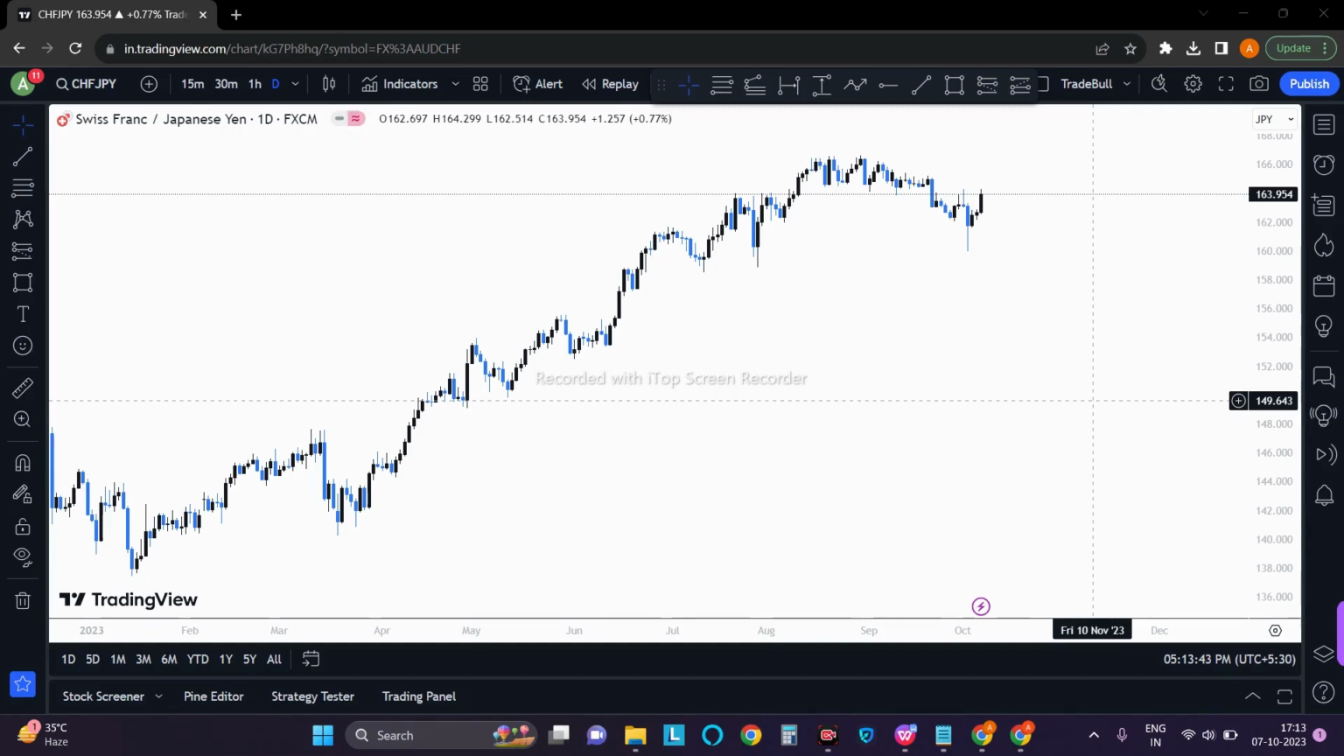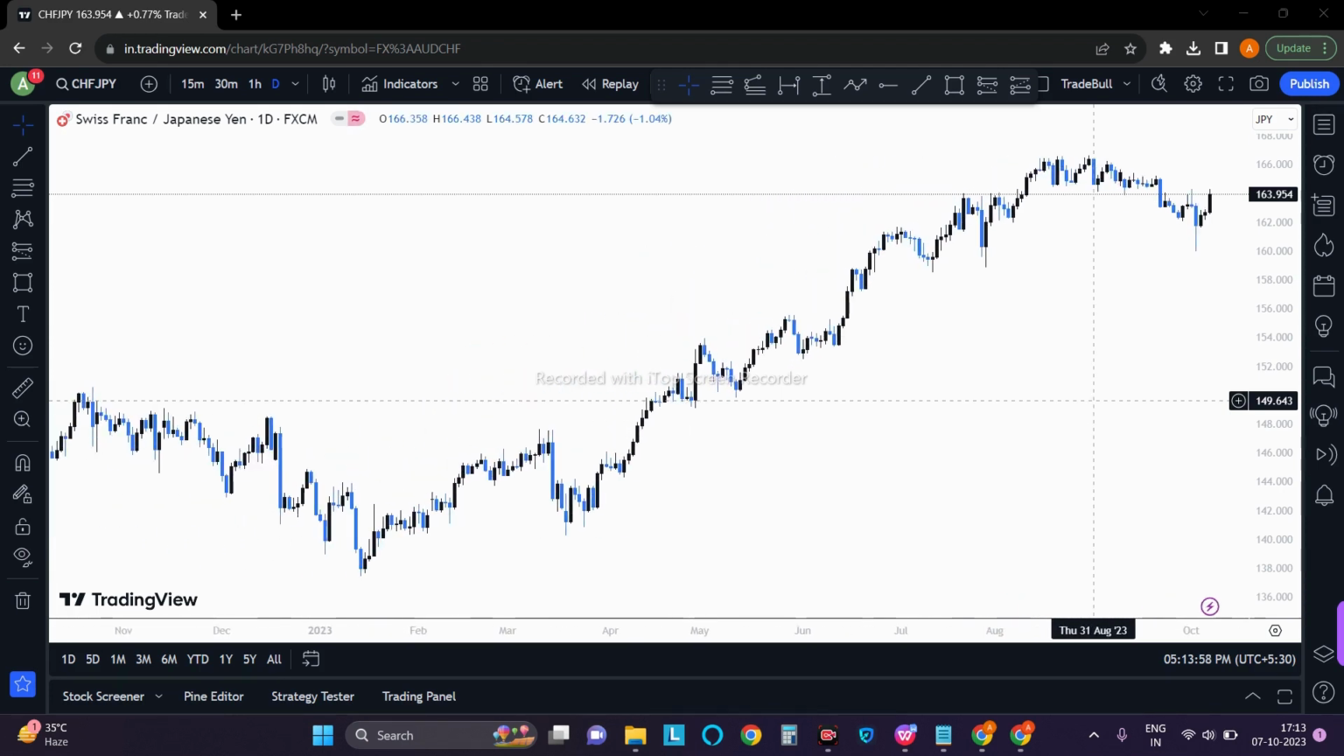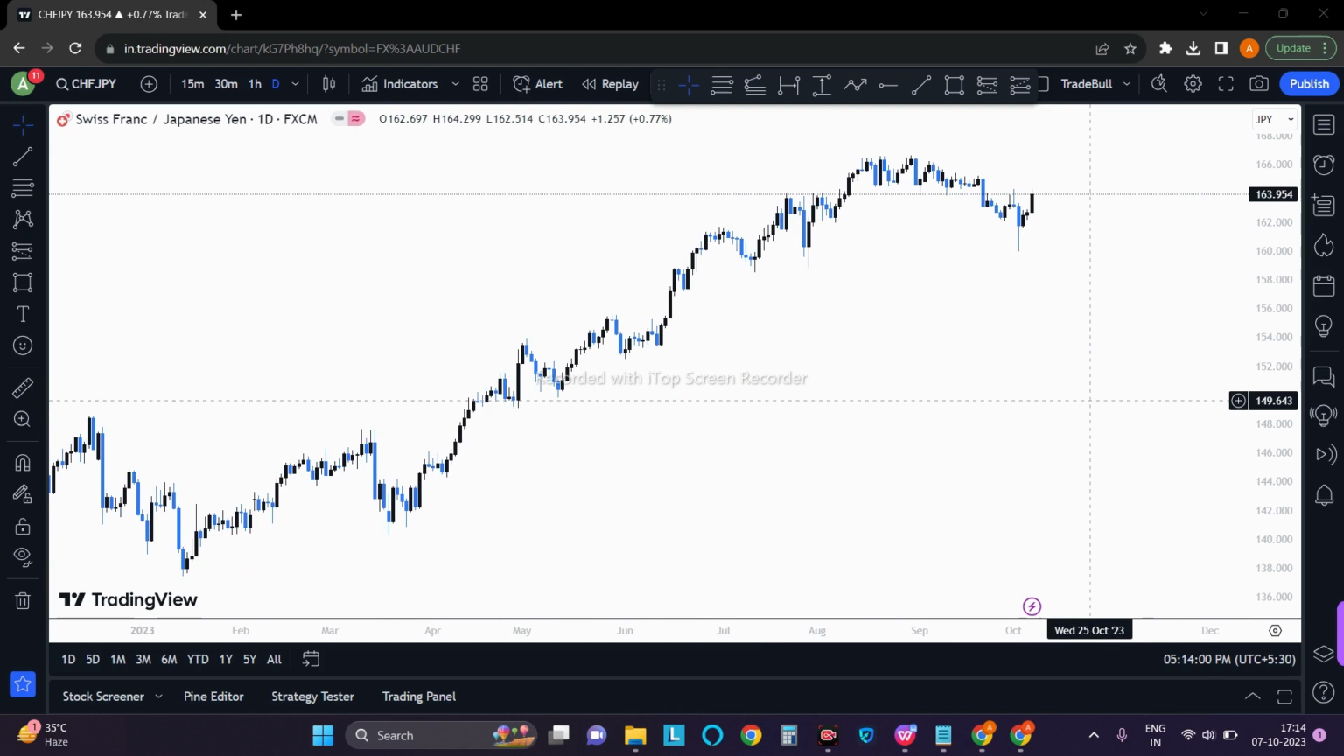In this video, I'll be analyzing the CHFJPY pair for you. So we'll see how the price action is developing and what's the potential trade that we can do for this forex pair. Right? So currently I'm on the daily chart, as you can see, of this forex pair.